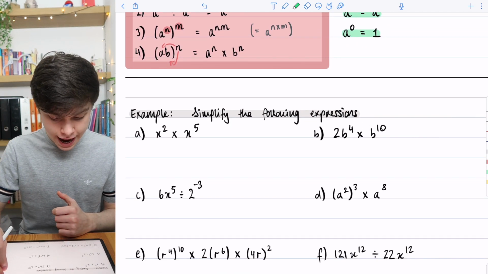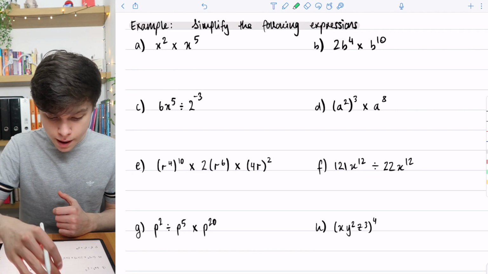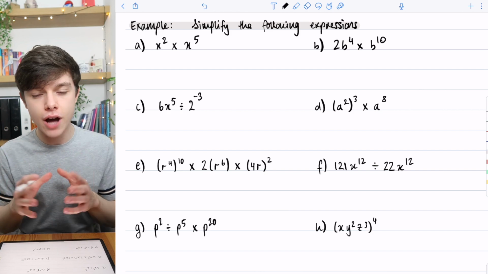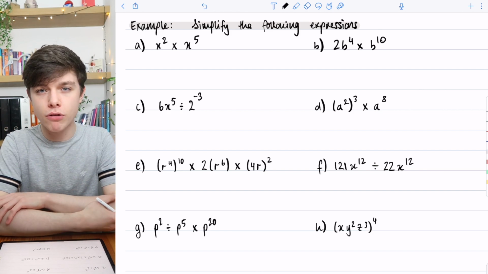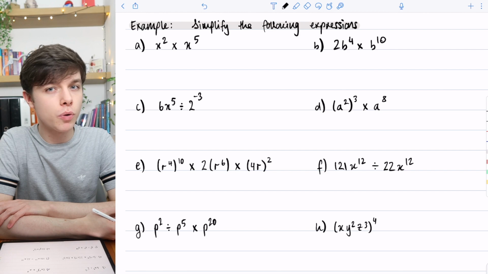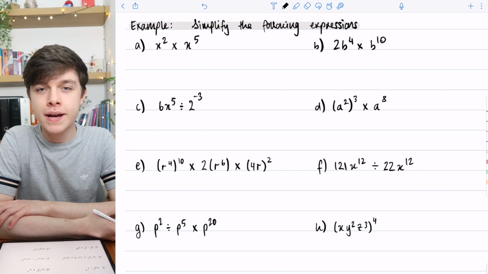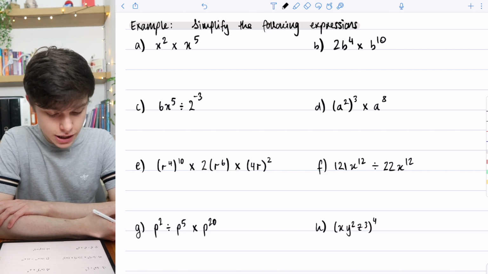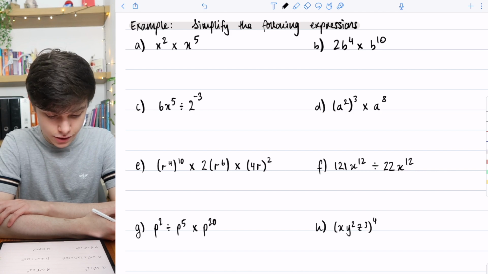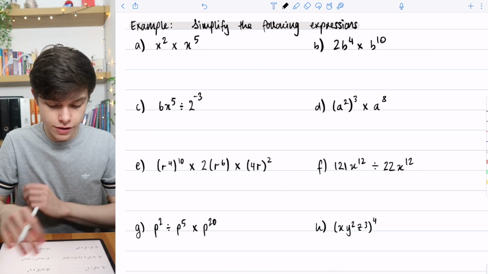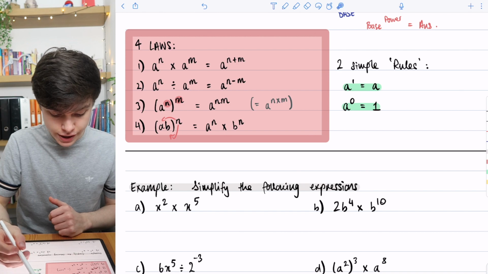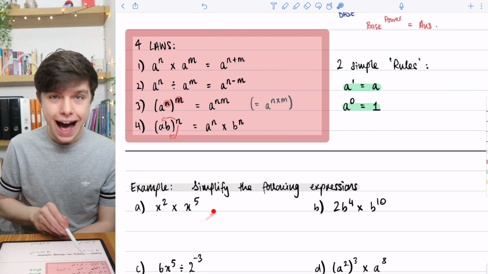Alright, I'm going to have a look now at some examples. Feel free to pause the video and have a go at them, and then play them when you're ready, or if you don't want to pause, we'll work through them right now. If you did pause, hopefully you had a go. Let's have a think. So we have 4 laws, and the 4 laws are on the screen here. So let's have a look at A.